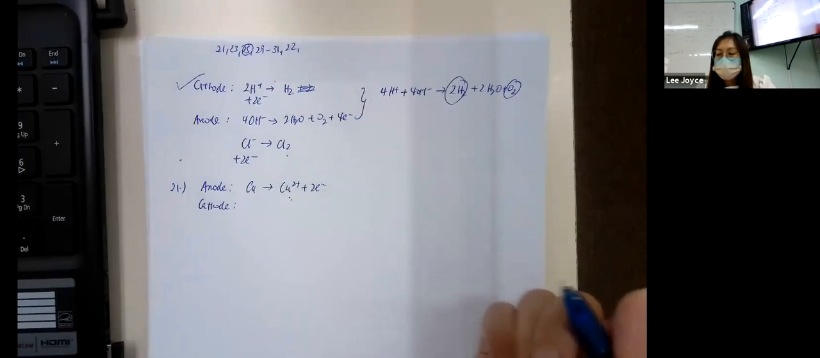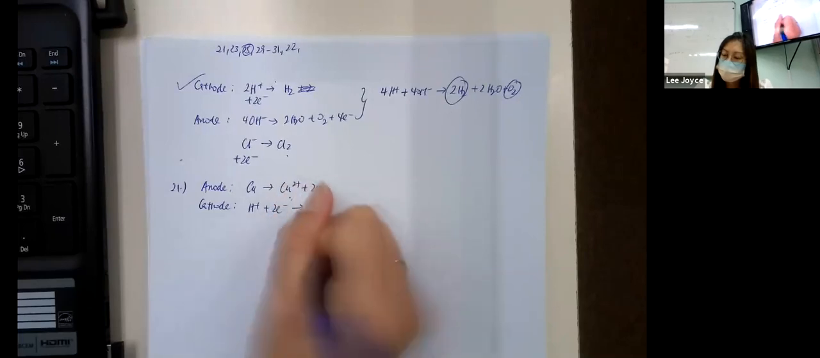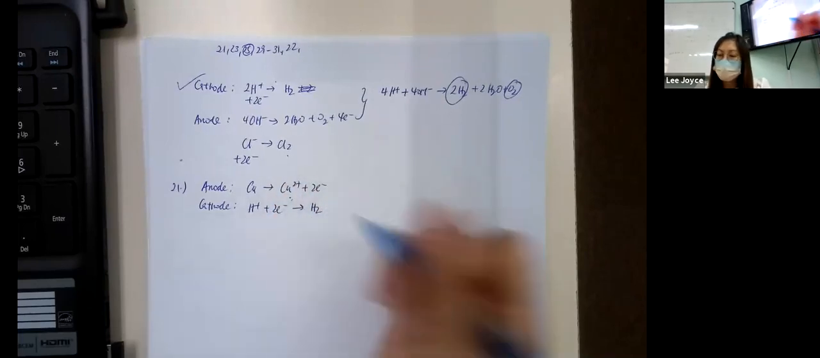So for the cathode, you have to look at the electrolyte. Which are the possible cations that can be discharged? You have the Na plus, you have the H plus. So it will be the H plus ions to be discharged by gaining 2 moles of electrons to form the hydrogen gas.